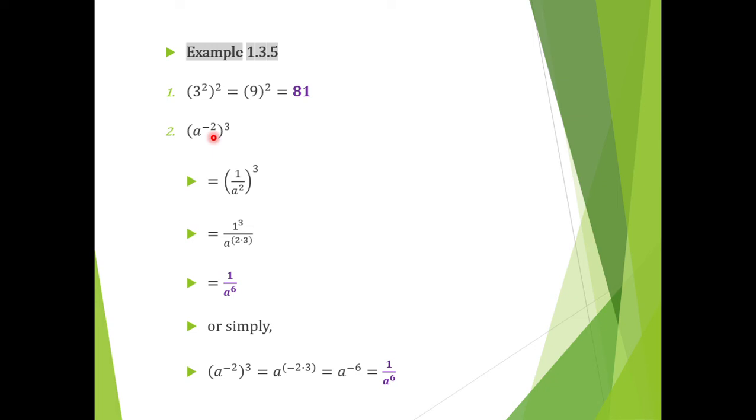Like this, 1 over a squared, raised to the cube. So 2 times 3, we have a to the 6. Or simplify it: negative 2 times 3 is negative 6. So 1 over a to the 6. Wherever you find it easier, do that, because you get the same answer.